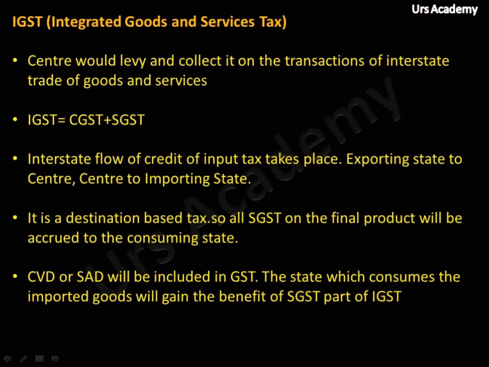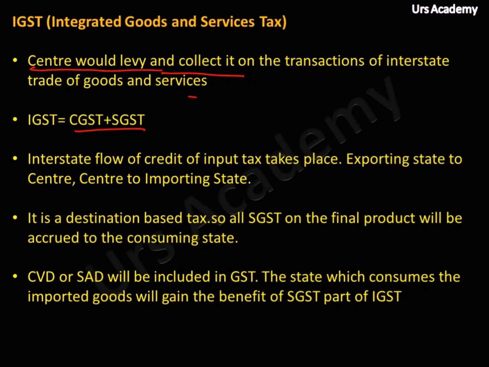You will see how integrated goods and services tax will be exactly implemented. The center would levy and collect it on the transactions of interstate trade of goods and services. I told it again, the center will levy and collect. IGST is equal to CGST plus SGST.